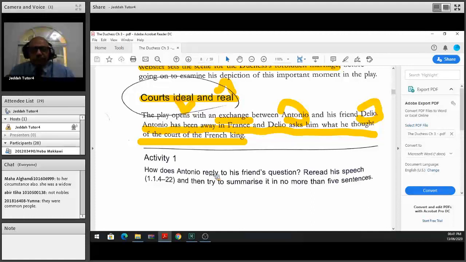Again, it's Antonio and Delio, and we get to know that obviously Antonio was on a mission in France. He just came from France, and Delio is talking to him about the royal court in France, and, like I said, they are going to engage in some kind of comparison between the royal court of France and the royal court of Malfi, of course, in favor of the former, the Royal Court of France. So what is it that Antonio is going to say about the Court of France? He's going to say very nice stuff.